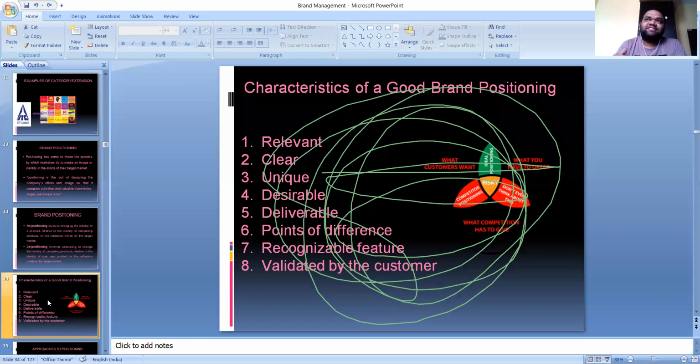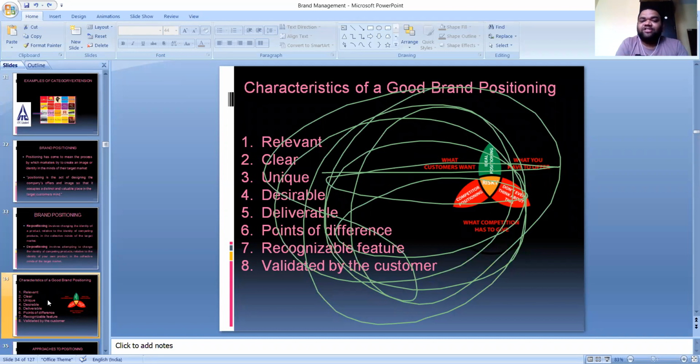Desirable means whatever the customer wants plus what you give. Want plus what you give will be satisfaction of the desire. And deliverable. Deliverable means whatever you say, yes, that we are going to satisfy this desire, whatever we want to give, that has to be deliverable, that has to be delivered.